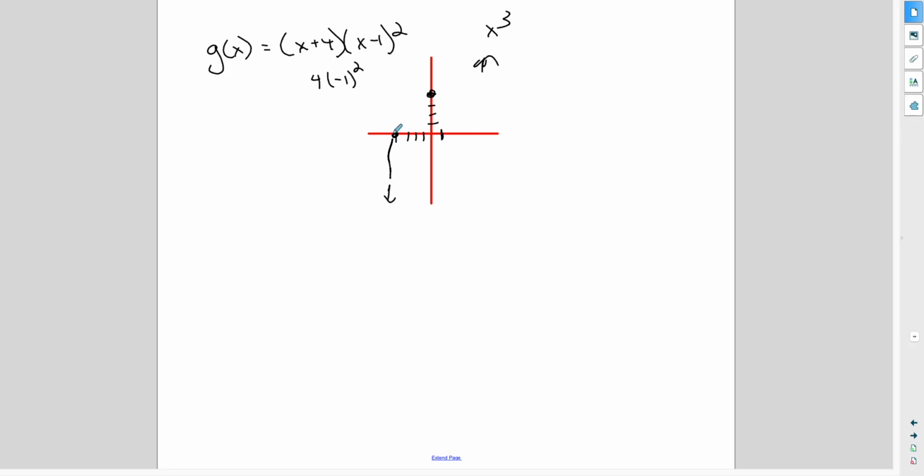I know when I go through -4, because it has an odd multiplicity, it is going to go through it. As I come down to 1, because it's an even multiplicity, it bounces and comes back up. So roughly that's what we know. Do I really know what my relative max is? Not exactly, but I just kind of guessed. We don't know that off the top of our head at this moment.